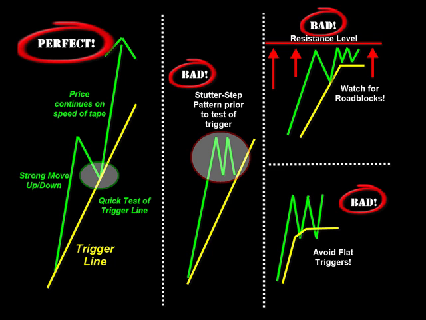And of course, the one here first to your right is going to be the stutter step pattern prior to that test of the trigger. Remember, I want to see a strong move up followed by a quick test of my trigger, not that stutter step price pattern. Of course, right above that, you've got your resistance level, so watch out for roadblocks. We want to make sure that these price patterns happen with a little bit of room before we run into any support and resistance. As you can see, price will get held up. And last but not least, in the lower right-hand corner, another no-no is to trade with a flat trigger line.